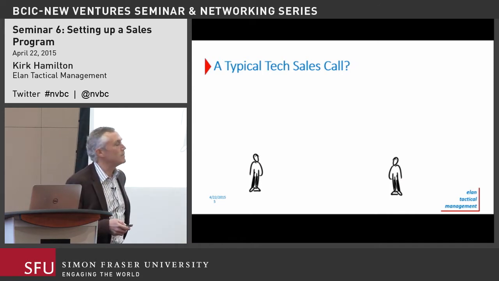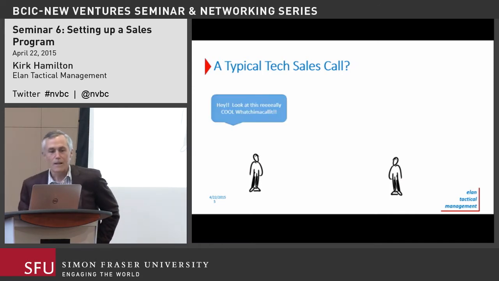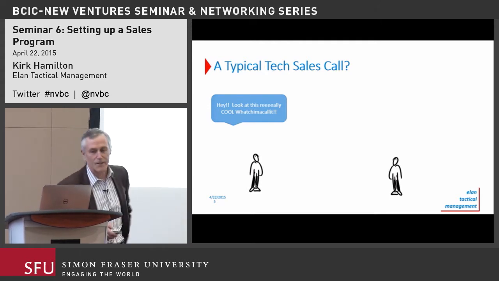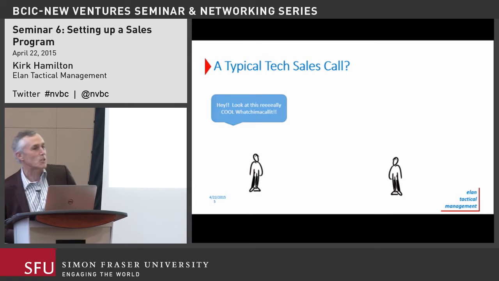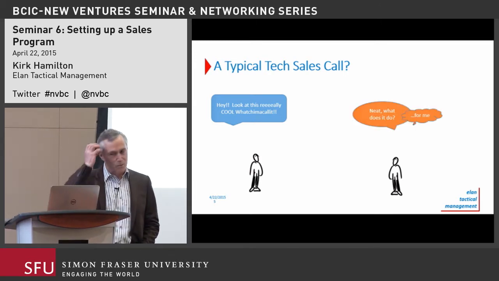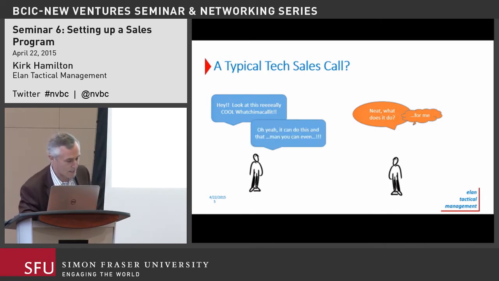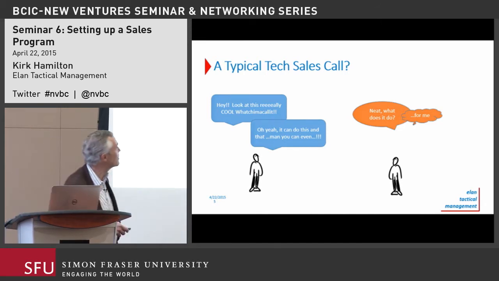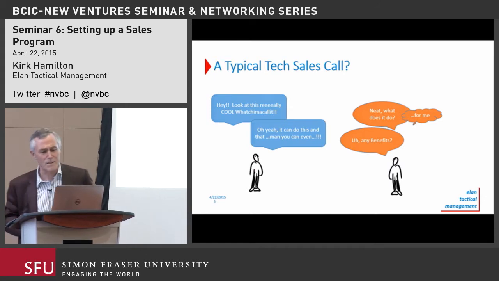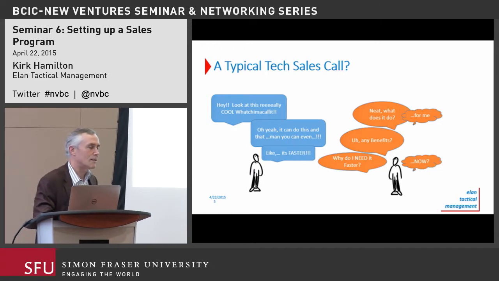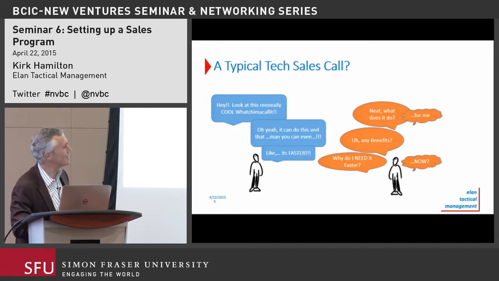So let's have a little fun here. Typical sales call. Here's my entrepreneur, and it says, hey, look at this really cool whatchamacallit that I've got out there. And the customer says, well, neat, but what does it do? And the entrepreneur says, oh yeah, I can do this and that, and it can really even do this. Maybe even do your toast. Oh, but does it have any benefits? Like, it's faster. Why do I need it faster? Now?